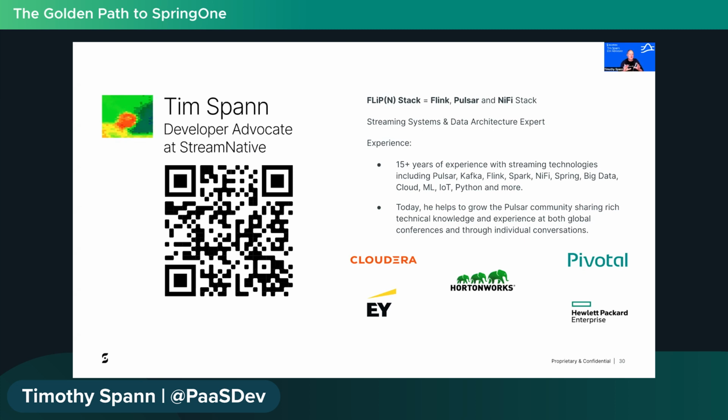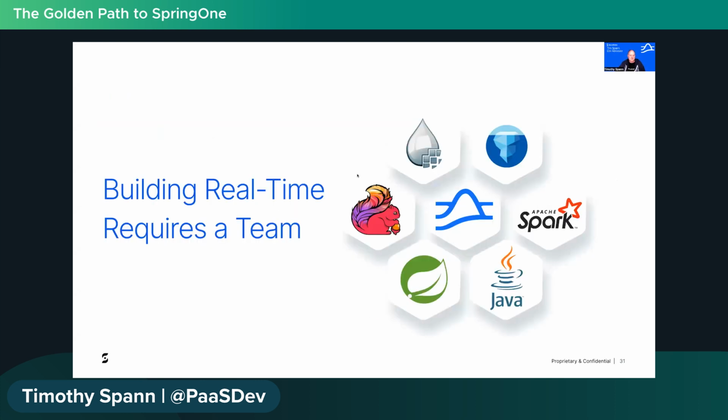I'm Tim Spann. I'm a developer advocate at StreamNative. I cover what I call the FLiPN stack, which is Flink, Pulsar, NiFi, working together with all the great tools out there like Spring and Java, all different big data cloud tools, IoT, machine learning, lots of different stuff. I used to work at Pivotal, where I got to work with some awesome Spring stuff, which is why I'm such a fan today.